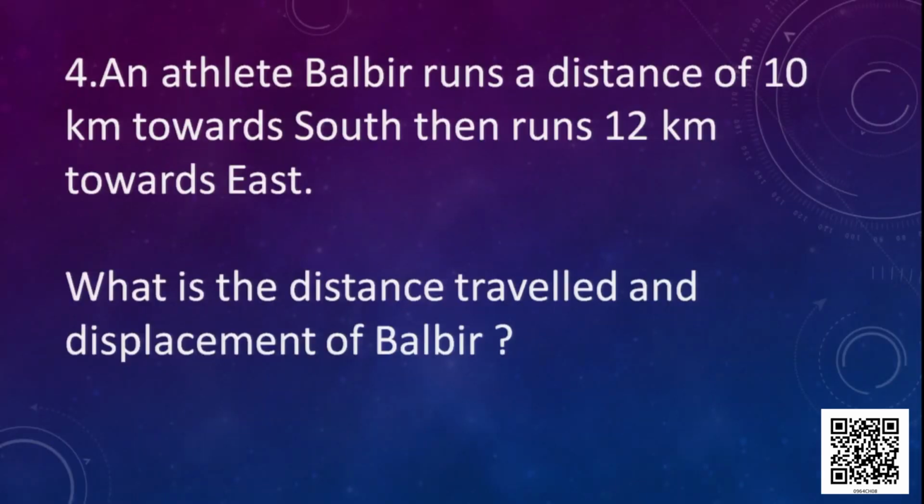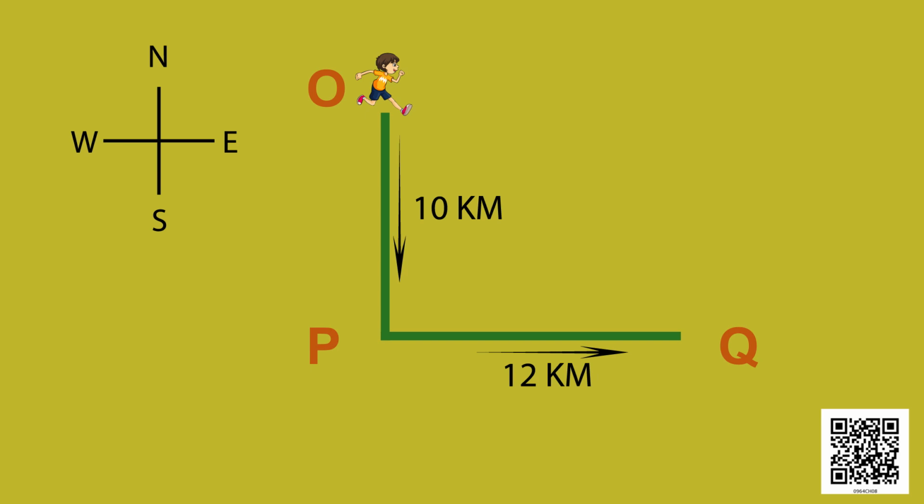Well, see this question. An athlete, Balbir, runs a distance of 10 km towards south, then runs 12 km towards east. So what are the distance travelled and displacement of Balbir? These are beautiful questions. The direction has been shown in this picture: north, south, east, west. Balbir started from the reference point O and went 10 km in the south direction. It is mentioned in this picture: OP equal to 10 km.